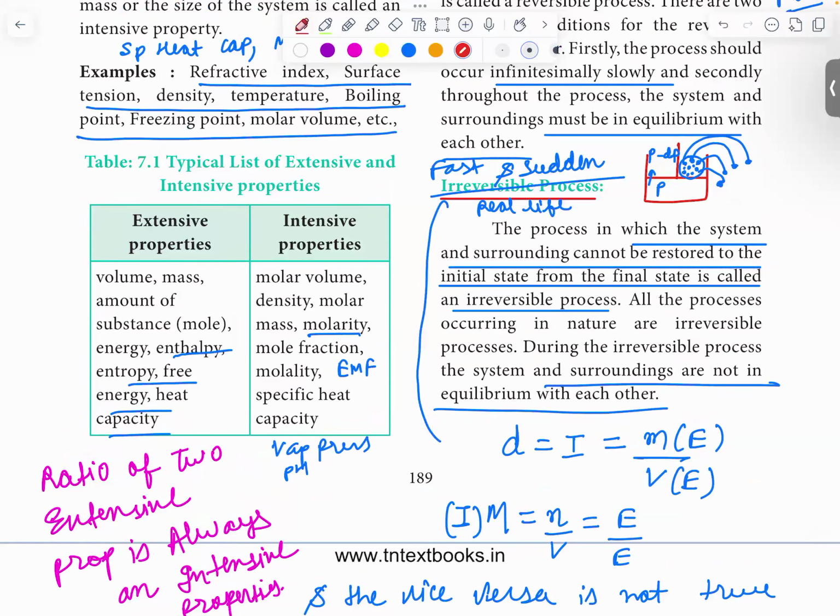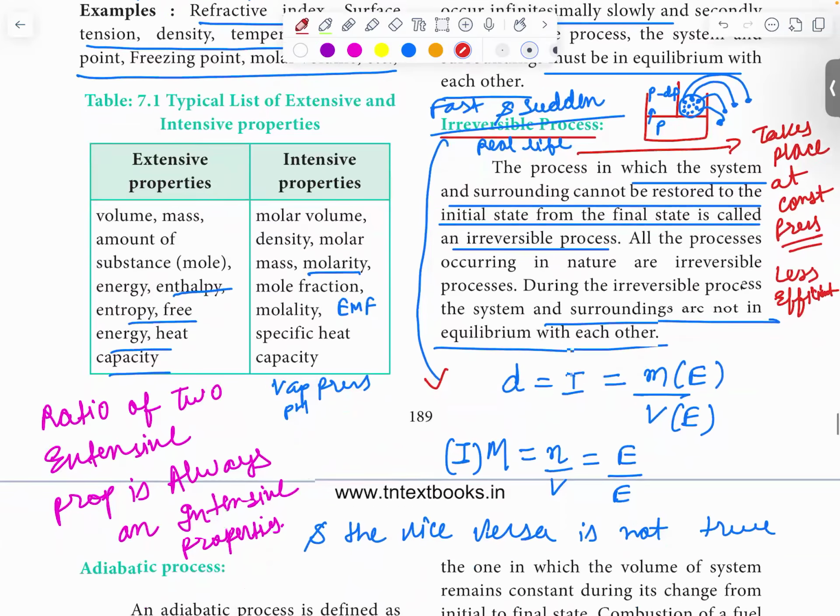They take place at constant pressure. So if you want to understand which process is irreversible, you have to understand that an irreversible process takes place at constant pressure. Fast process, sudden process, system and surrounding do not remain in equilibrium with each other, and it is also a less efficient process, meaning the work output coming out from the system is less. And we are going to prove this also. Don't worry, we're going to prove this also.